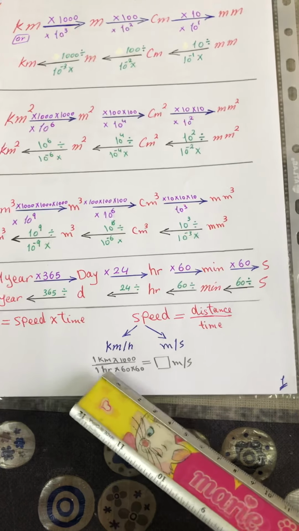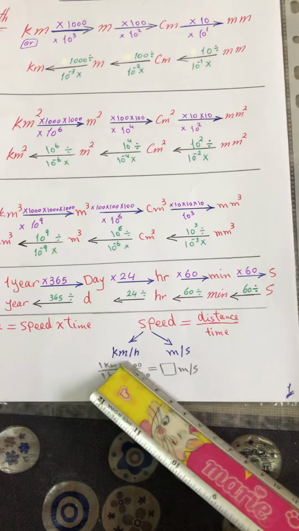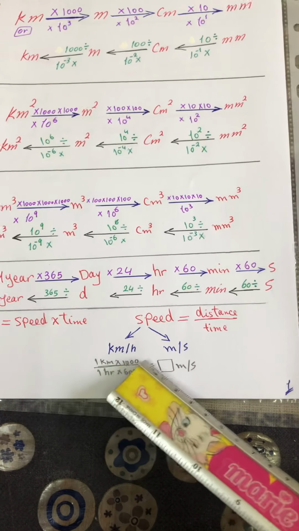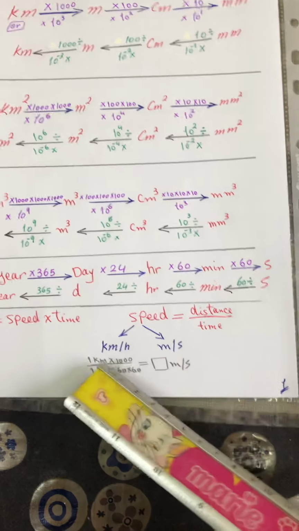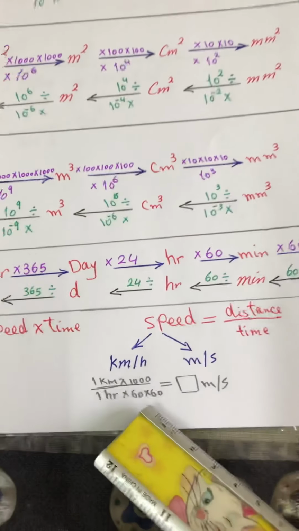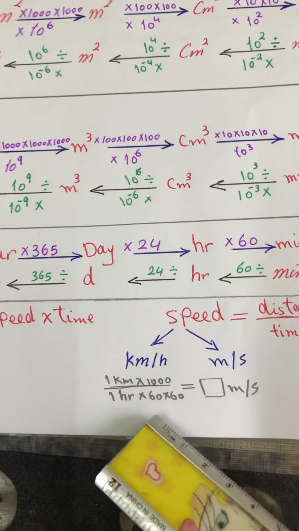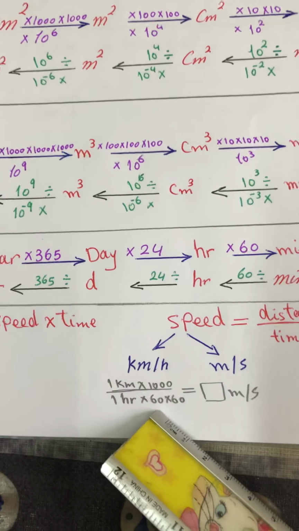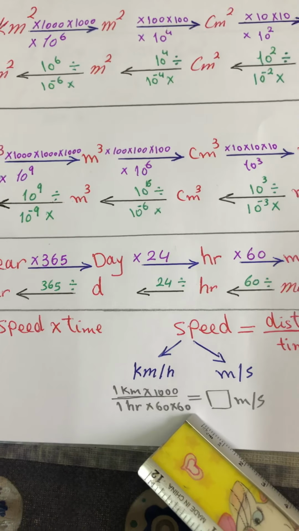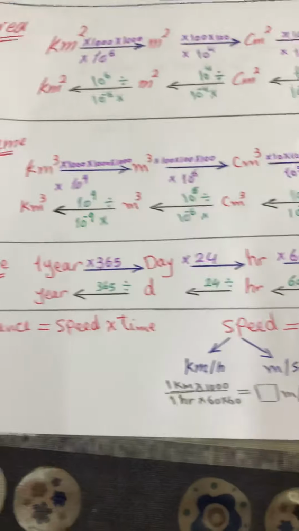If you want to change kilometer per hour into meter per second, you will change kilometer into meter by multiplying by 1000, and change 1 hour into seconds, multiply by 60 to make it minutes, and multiply by another 60 to change it into seconds.